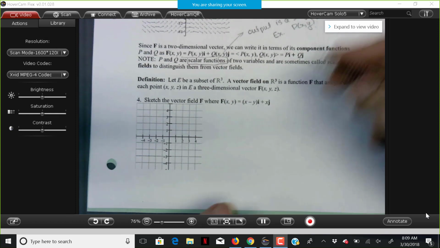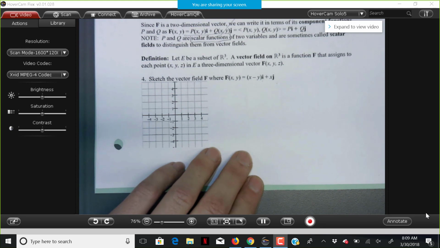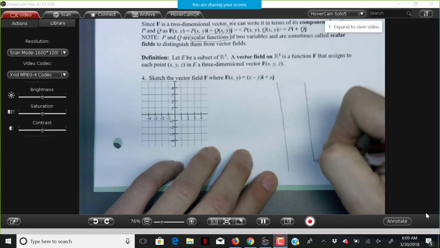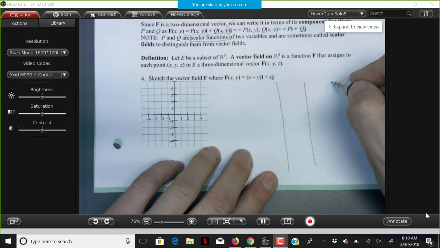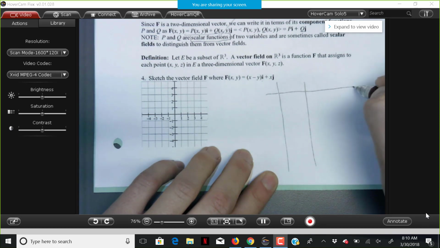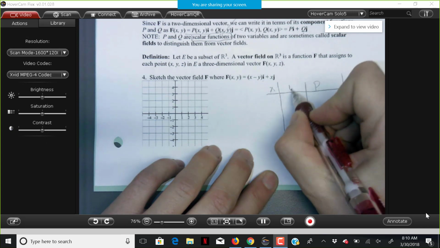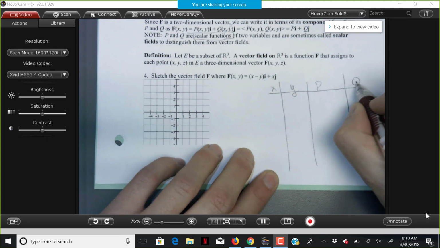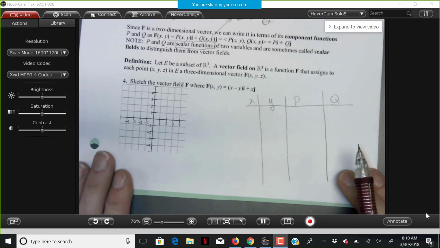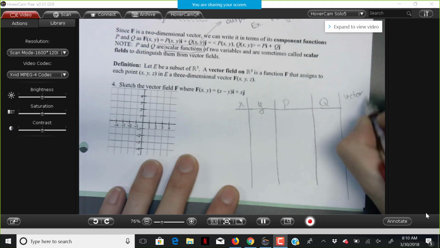Okay, so number 4 says sketch the vector field F, where this is the definition of F. When I'm asked to sketch a vector field, first of all, it's tedious and I usually get Maple to do it, but here we'll do one by hand. We'll plug in some values for x and y, then say what P and Q are equal to at those values of x and y, and then I'll make a column for the vector.